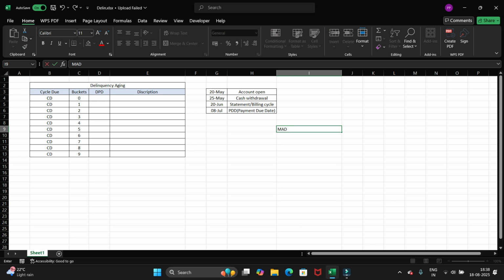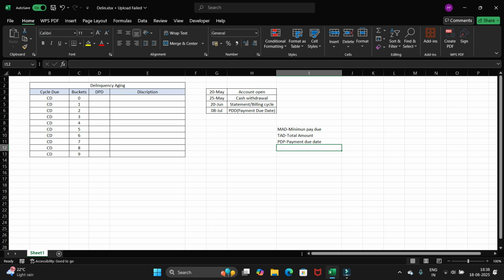MAD is minimum payment due. TAD is total amount due. PDD is payment due date. Billing cycle means statement date. So if the customer is not making payment of the TAD or MAD amount till the PDD, in that case the account will be marked as delinquent.